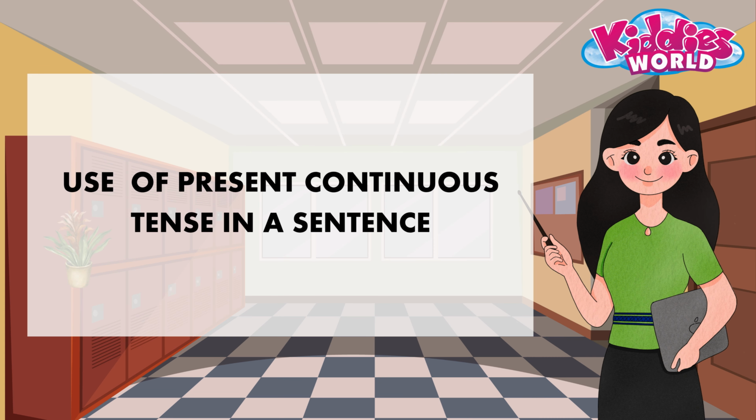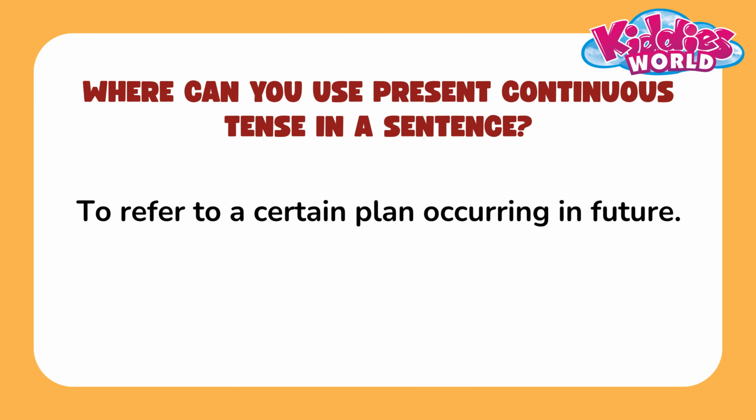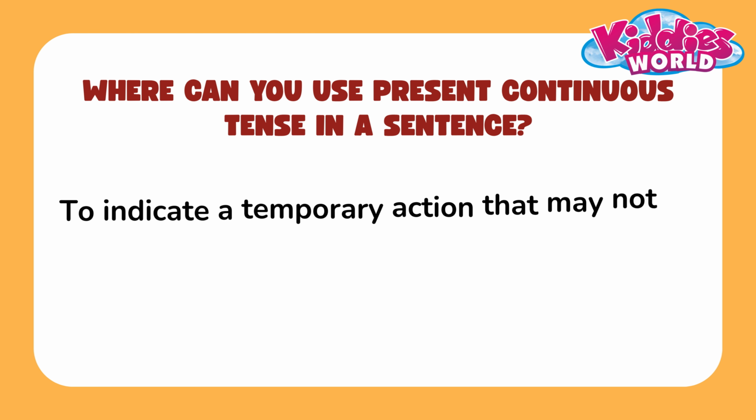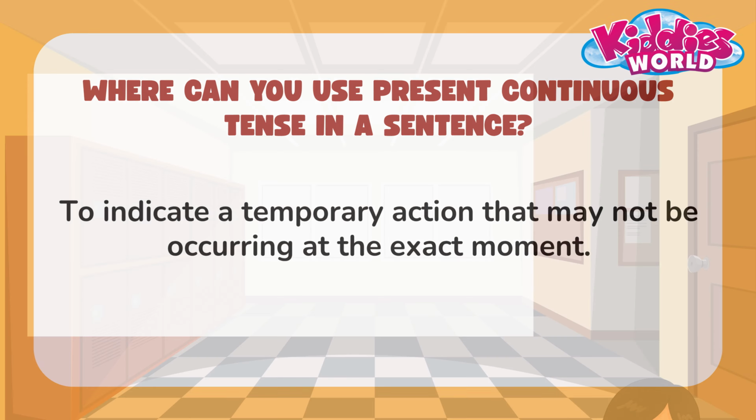Where can you use present continuous tense in a sentence? To refer to an action occurring at the moment the speaker is speaking, to refer to a certain plan occurring in future, to indicate a temporary action that may not be occurring at the exact moment.